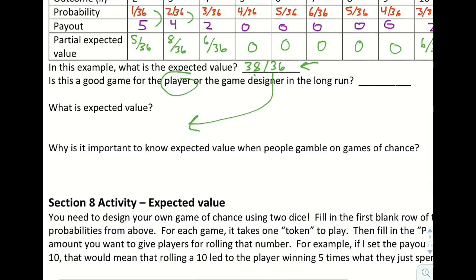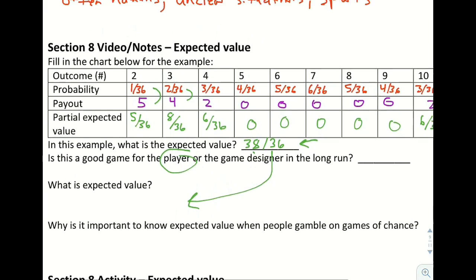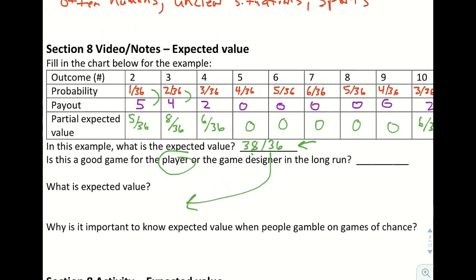The last part says, why is it important to know expected value when people gamble on games of chance? It's saying, does this actually apply to anything beyond this particular example? And the answer is yeah. Anytime you are playing a game that involves some risk but has the potential to reward you, you need to understand how the expected value works.